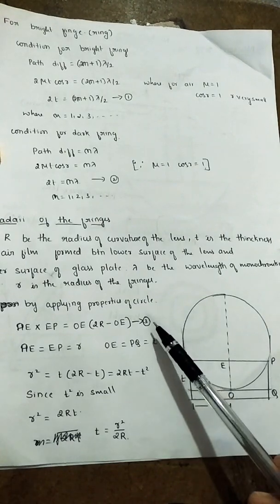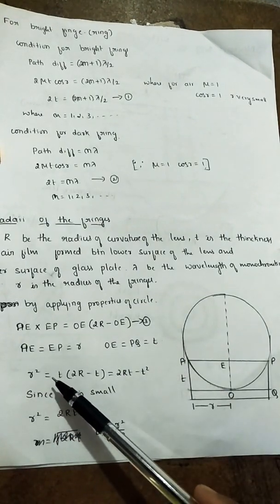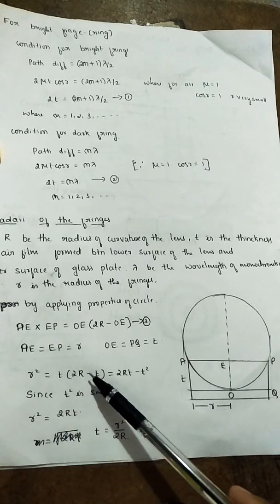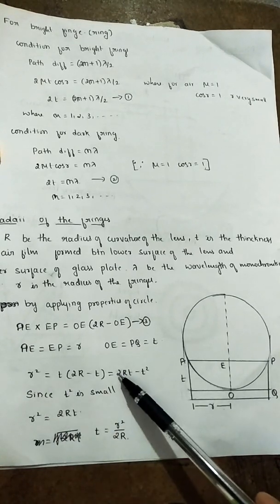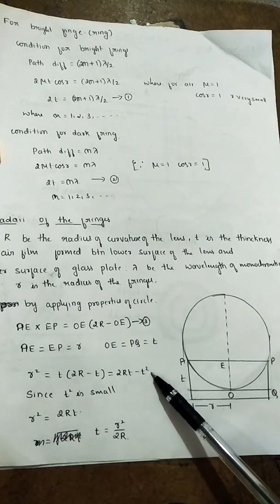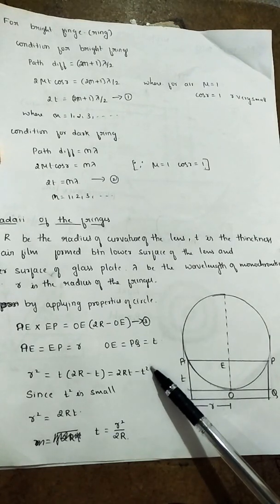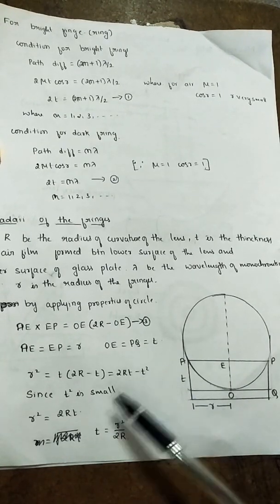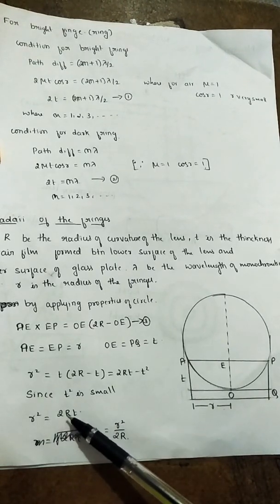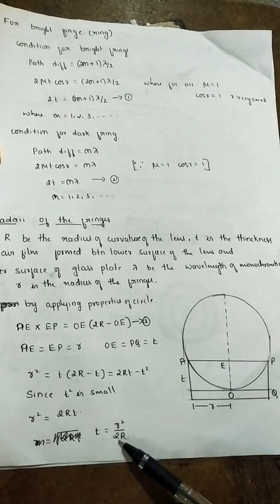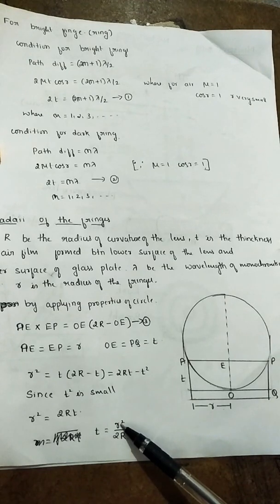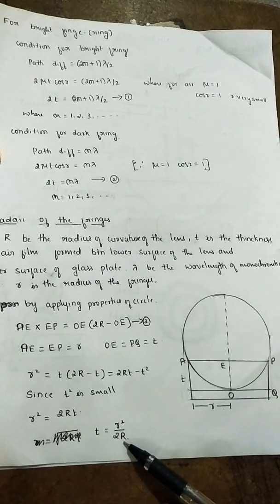Substitute in equation number 3, then we will get r square is equal to t into 2R minus t. Simplify this, that is r square is equal to 2Rt minus t square. Here t square is very small, therefore we neglect the t square value. Then we can write r square is equal to 2Rt. From this we can write t is equal to r square divided by 2R. Here small r is the radius of the fringes and capital R is the radius of curvature of the plano-convex lens.